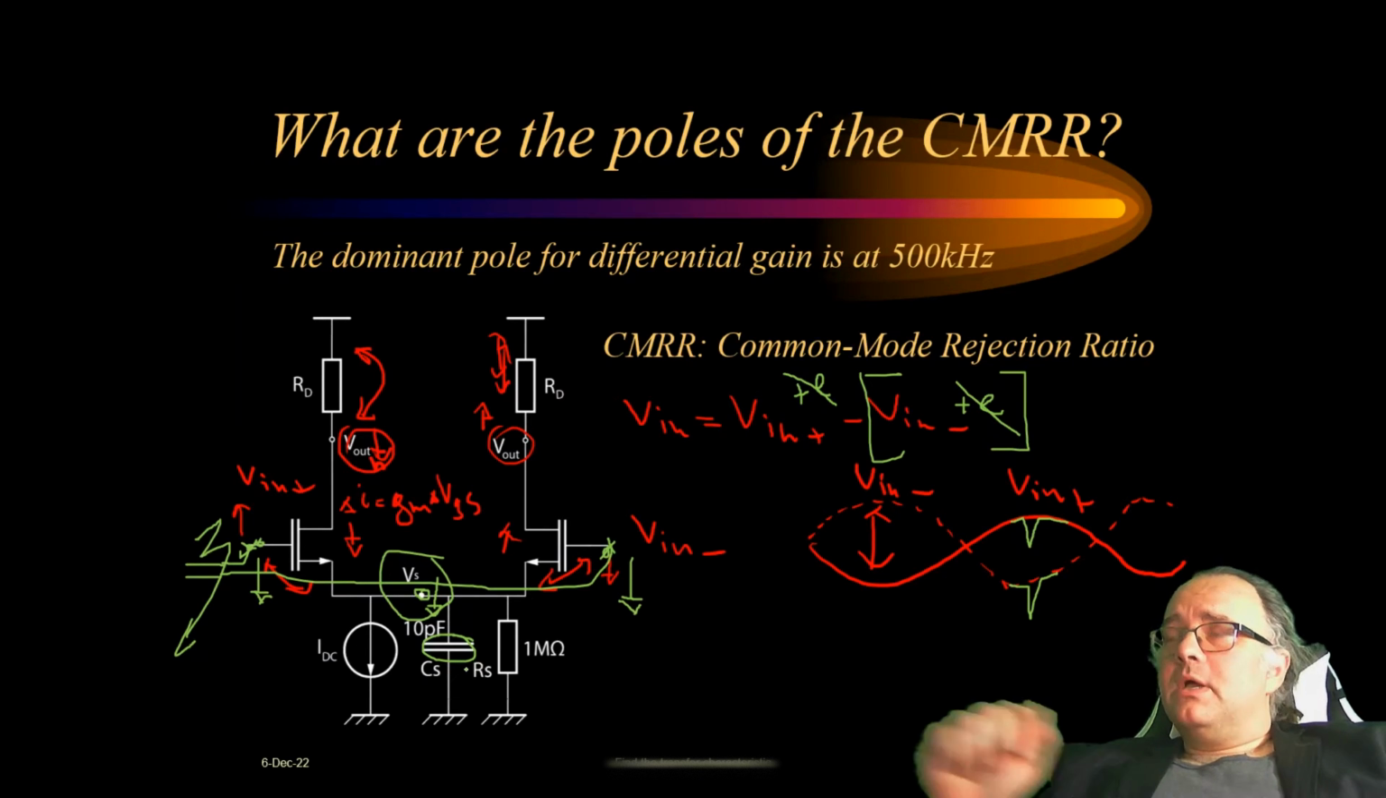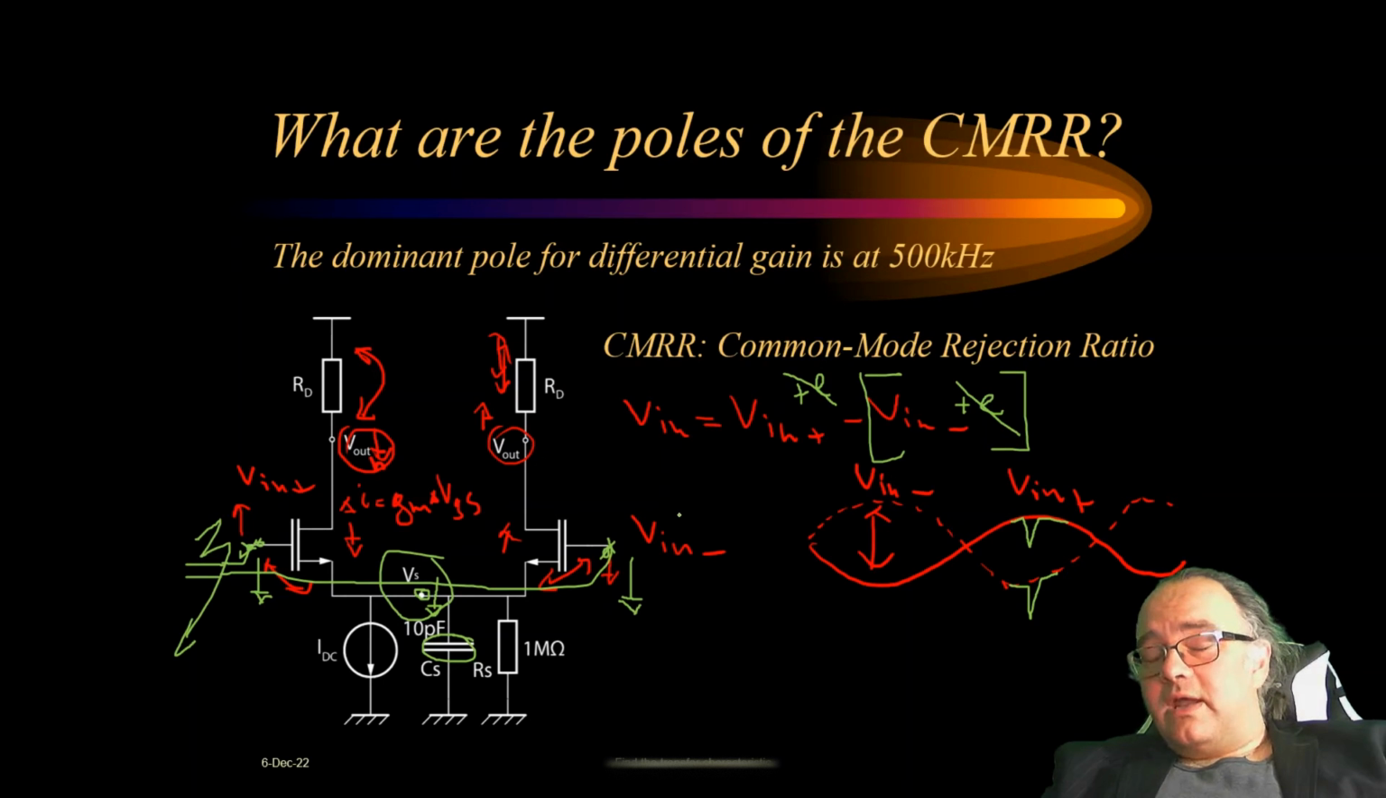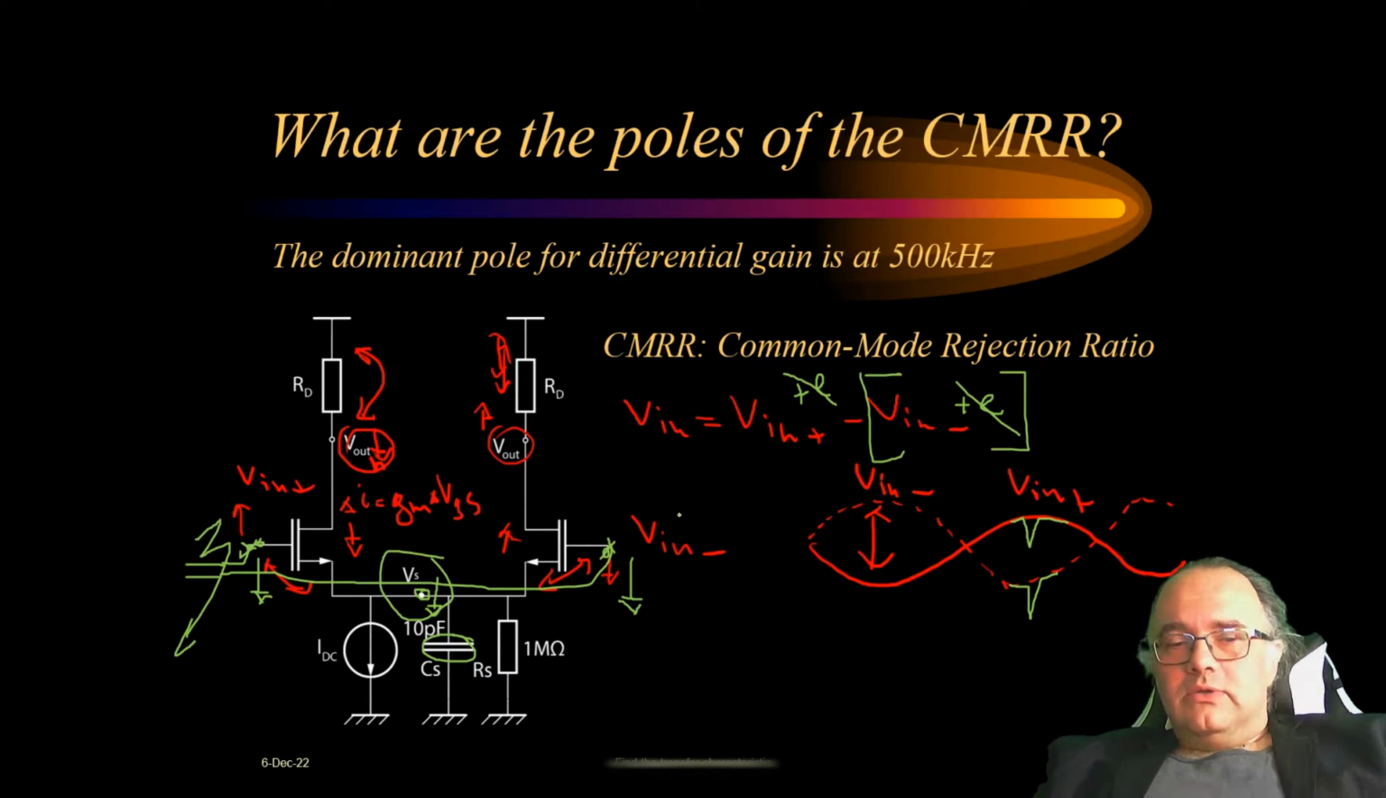So in the common mode rejection ratio, we have, of course, the contribution of the differential poles, but we also have contributions in the frequency dependence of the common mode rejection ratio from the poles of the common mode gain. So this brings me to the question: what is formally the common mode rejection ratio?